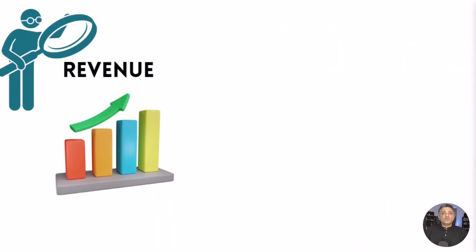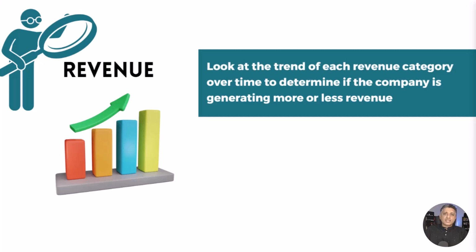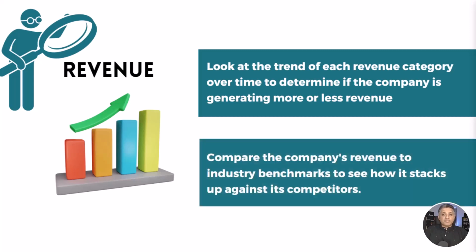First, the revenue section. The revenue section is typically the first section of the income statement. It provides a breakdown of a company's revenues by category, such as product sales, service revenue, and interest income. Look at the trend of each revenue category over time to determine if the company is generating more or less revenue. Additionally, compare the company's revenue to industry benchmarks to see how it stacks up against its competitors.